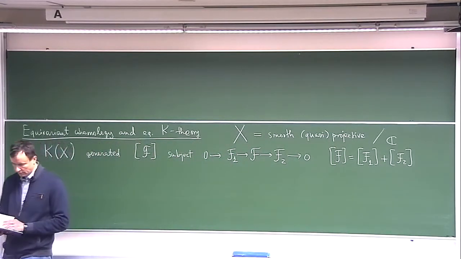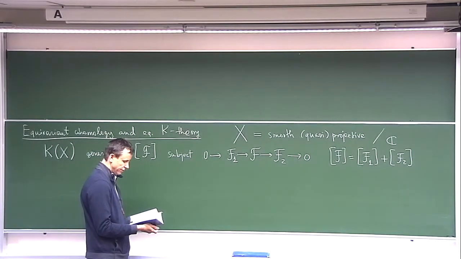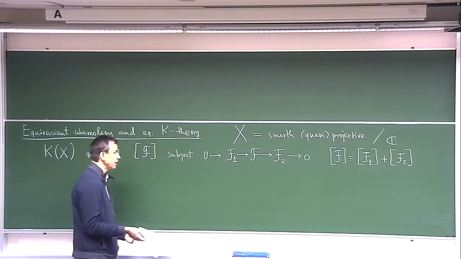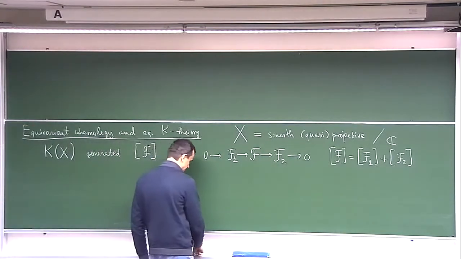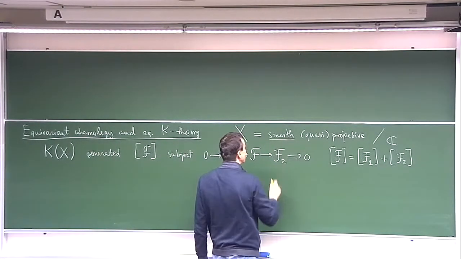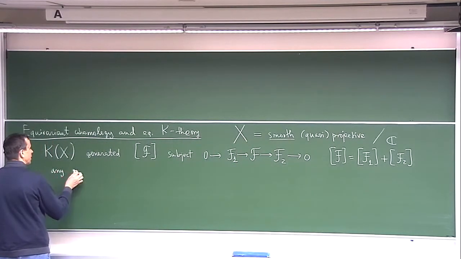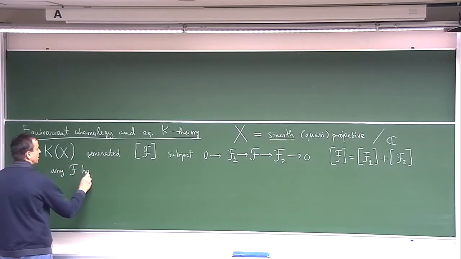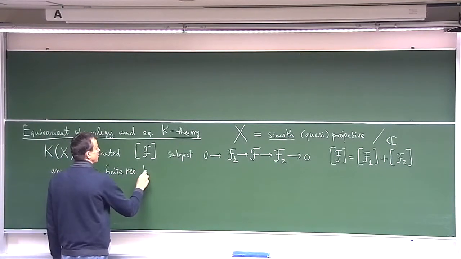In topological K-theory, one very often starts with vector bundles instead of coherent sheaves. And for coherent sheaves on a smooth X, we assumed X to be smooth, this is very, very convenient. On a smooth variety, any F has a finite resolution by vector bundles.